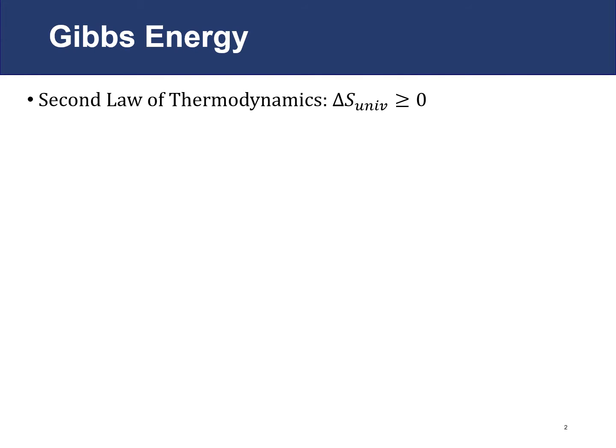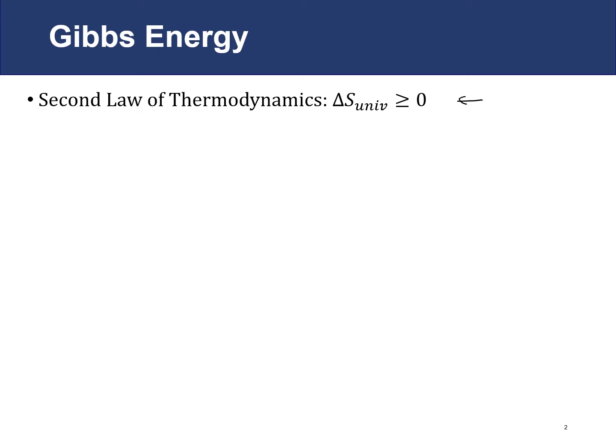In our previous video, we introduced the second law of thermodynamics, which stated that the entropy of the universe always increases. We can express this mathematically as the change in the entropy has to be greater than or equal to 0 for a process to occur.